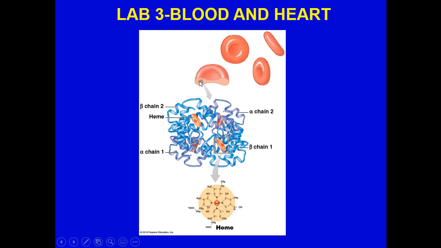When we go into the erythrocyte and begin to look at the hemoglobin, remember that hemoglobin is made up of 2 alpha chains and 2 beta chains. In each one of these chains, there is a heme group, which has at its very center iron. This is a porphyrin group that exists to hold the iron.